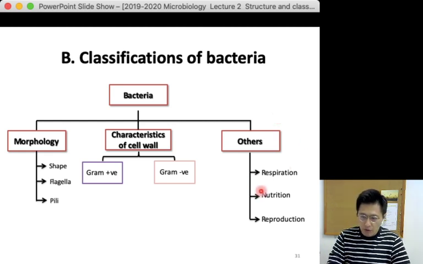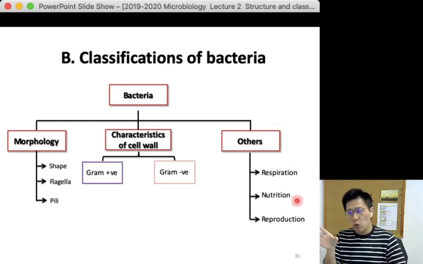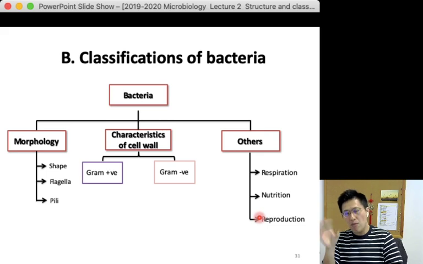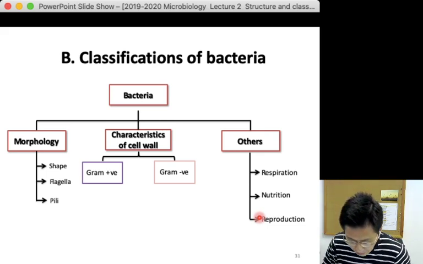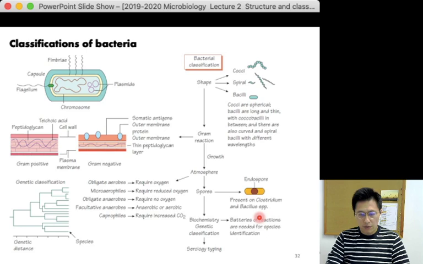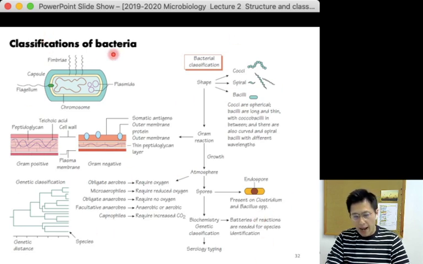And some bacteria depend on the food they take in. Some bacteria need to feed, and how they reproduce, the reproduction mode of the bacteria. Right, so this is the map, okay? This is a map showing you the classification of the bacteria.